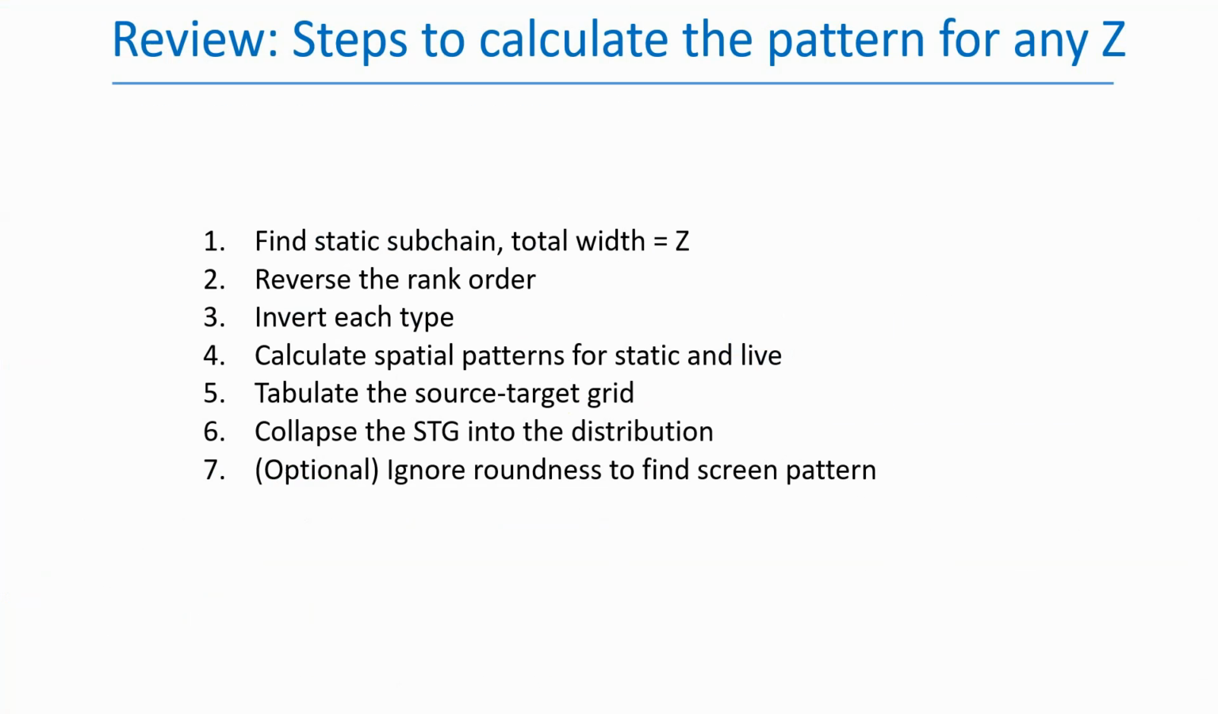That's all for this lecture, so let's review the steps to calculate the pattern in any plane. Number 1, find the static subchain with a total width of z. Number 2, reverse the rank order. Number 3, invert each type. Number 4, calculate spatial patterns for static and live. Number 5, tabulate the source target grid. Number 6, collapse the source target grid into the distribution. And 7, optionally, you can ignore the roundness to find the screen pattern.